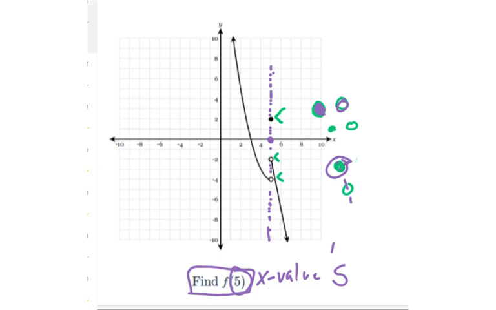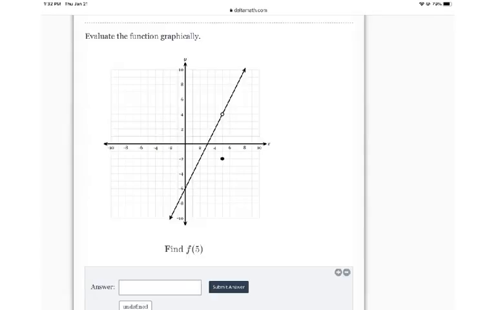If you remember that, you'll know which one to choose. So I look at the value at my solid dot. I want my y value. My y value is 2. So the answer I would type in would be 2, and I would submit. Let's look at another one.